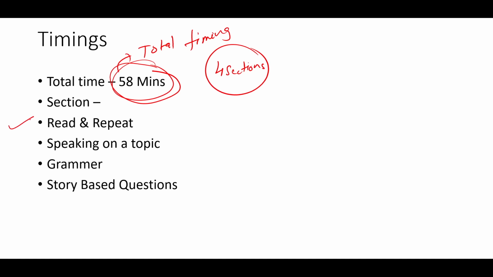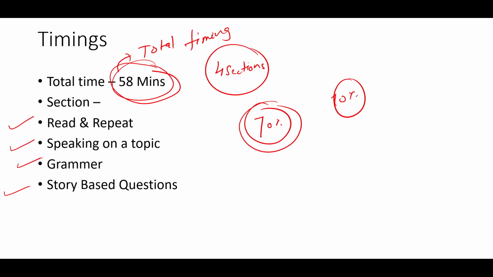The first is read and repeat. Second is speaking on a topic. Third is grammar and fourth is story based questions. So these are the total 4 sections in which you need to pass this exam. For passing, generally the criteria is around 70%. It is not like you need to compete with each other, but you need to score the qualifying marks of 70% to crack this exam.